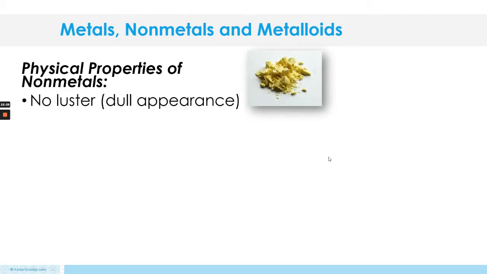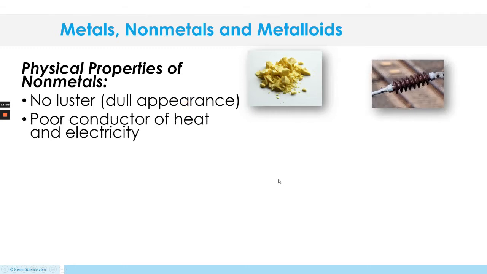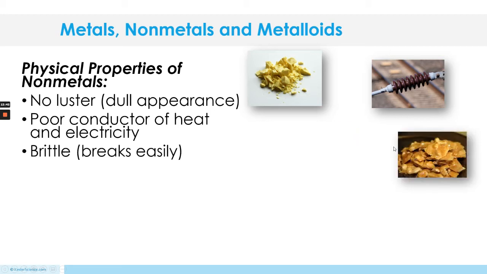Physical properties of nonmetals: they're opposite of the metals. So usually they have no luster, meaning they're very dull. They're not shiny at all. They're poor conductors of electricity and heat, so they're good insulators. So electricity doesn't flow through them well. They are brittle. They break easily.